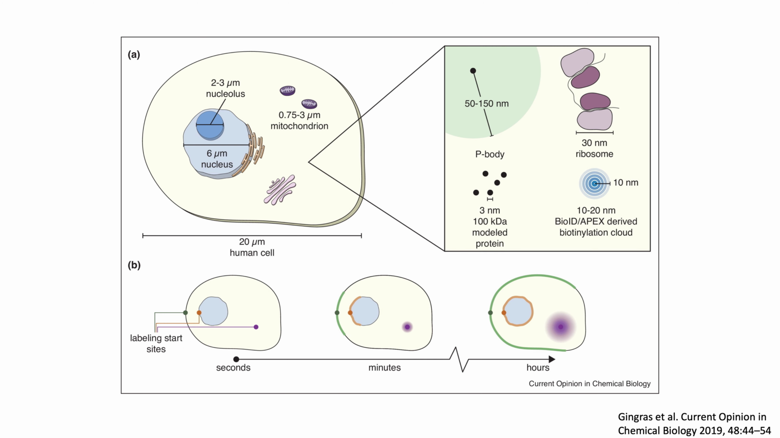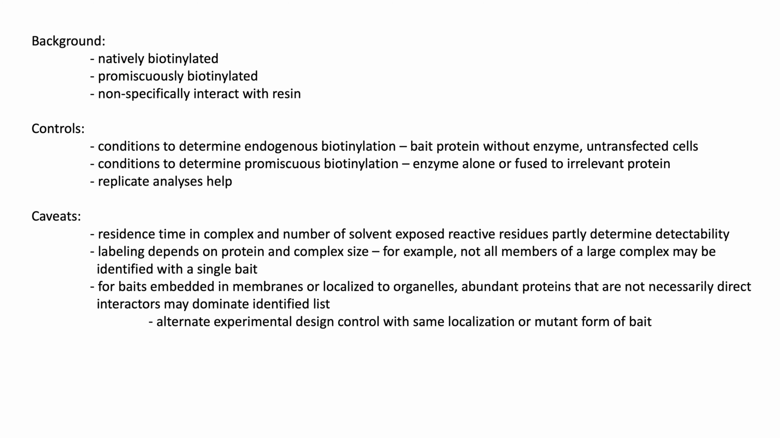Looking here at the cell, you can see again, this is the scale on which things happen. The nucleolus is on the scale of 2 to 3 microns, so that when we're getting labeling radii of 10 to 20 nanometers, this really is a small labeling radius, and so we can get good modification within protein complexes or within organelles.